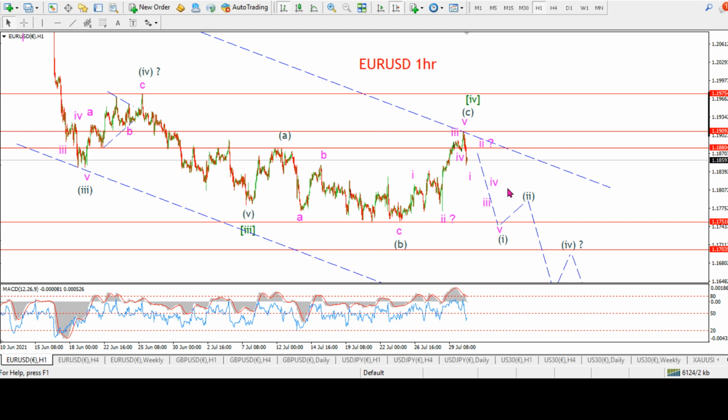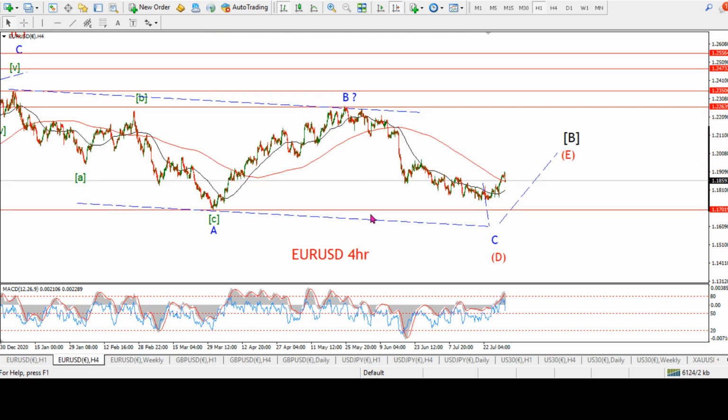Less rambling, less talky, more action. Okay, this is euro dollar. This is the hourly chart. We'll go to the 4-hour. I usually start in the 4-hour chart.